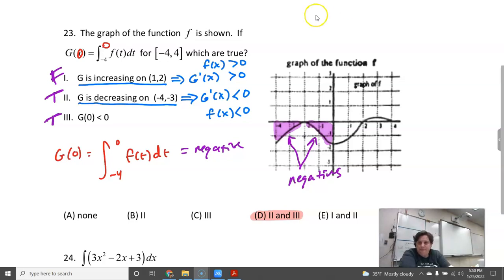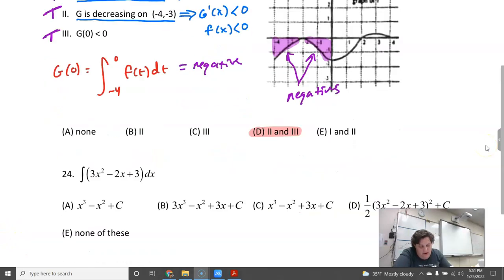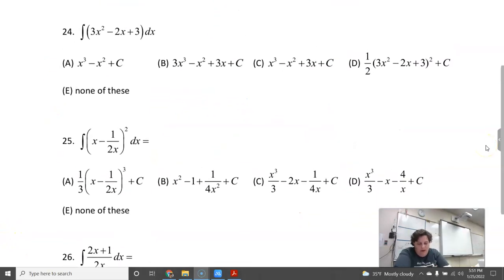All right. Nice. Finally, it's been so long since I've seen just a very straightforward integral question.